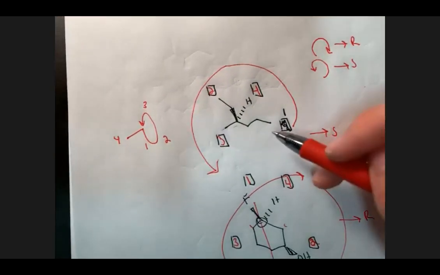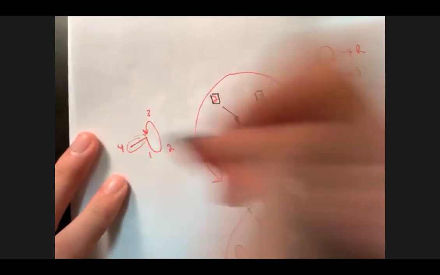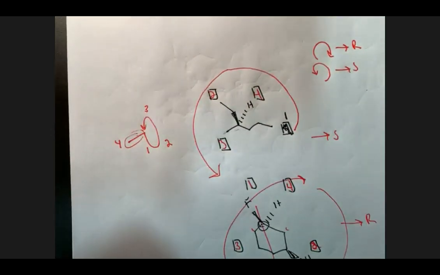Once you have 1, 2, 3, and 4, you look at it in such a way where 4 is oriented away, in this kind of steering rod orientation, and you hold 1, 2, and 3. If you are tracing that and it goes to the left, it's S. And if you're tracing that and it goes to the right, it's R. That's basically all it is.